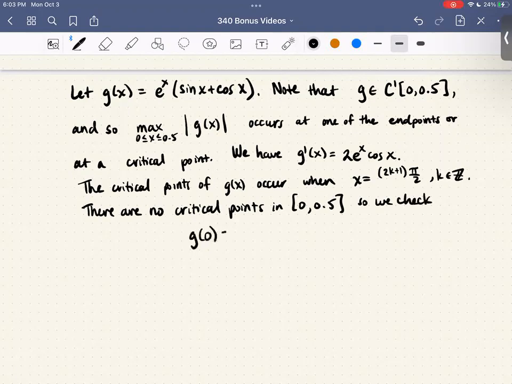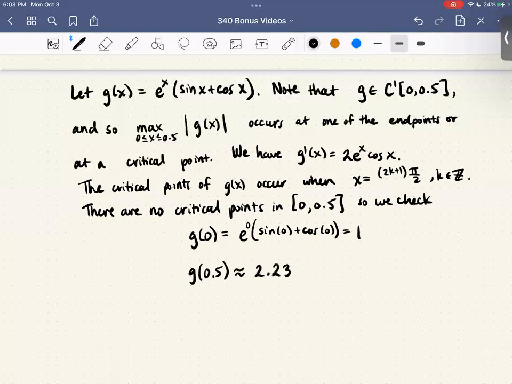g of 0 is e to the 0 times sine of 0 plus cosine 0. That's 1 times 0 plus 1, so that's 1. And g of 0.5, you would just plug 0.5 in there, use a calculator, and you would get approximately 2.2373.